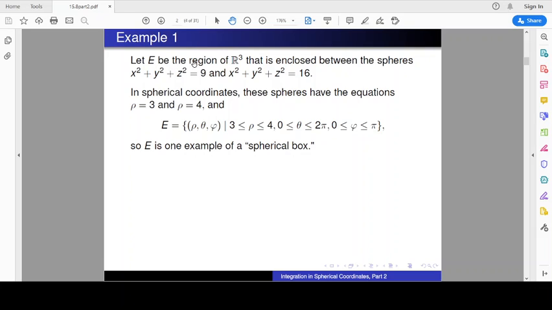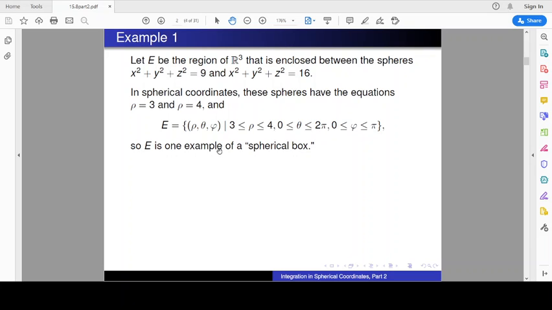So this space is one example of a spherical box, which is nice because it's the spherical analog of an annulus, and an annulus was a sort of polar box. So there are interesting parallels here between spherical coordinates and polar coordinates, just like there were interesting parallels between cylindrical coordinates and polar coordinates. There's a lot to ingest and think about, but we'll just go forward.